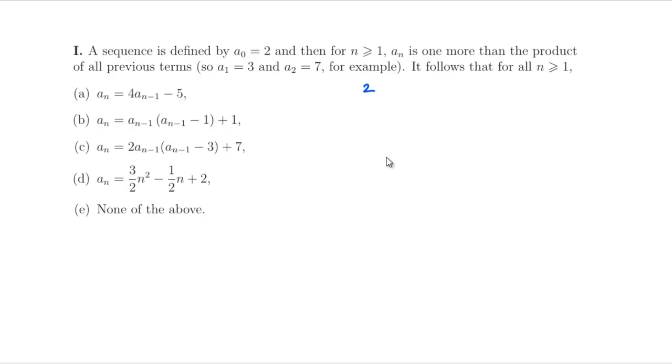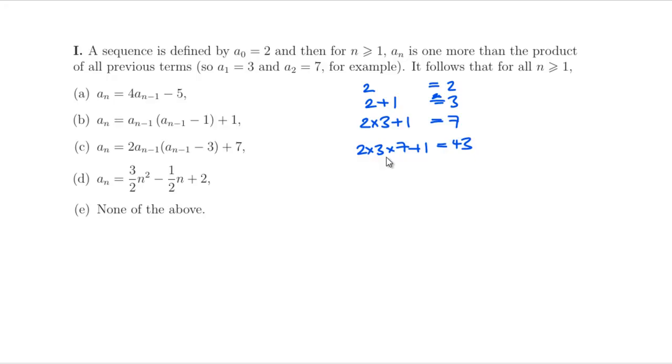We're going 2, then we're doing 2 plus 1. That gives us, so 2 is 2, 2 plus 1 is 3. Then we do 2 times 3 plus 1 is 7. And then we'll be doing 2 times 3 times 7 plus 1. Okay, and then we're just going up like that. So that's 43. So what's the pattern?